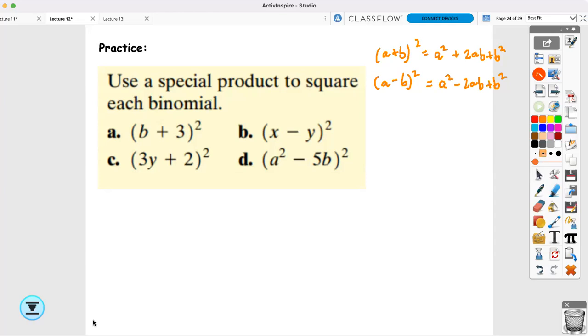Now, could you do the two parentheses and do your arrows? Yeah, you can, but that's not what this practice is about. The practice is about actually trying the formula out.